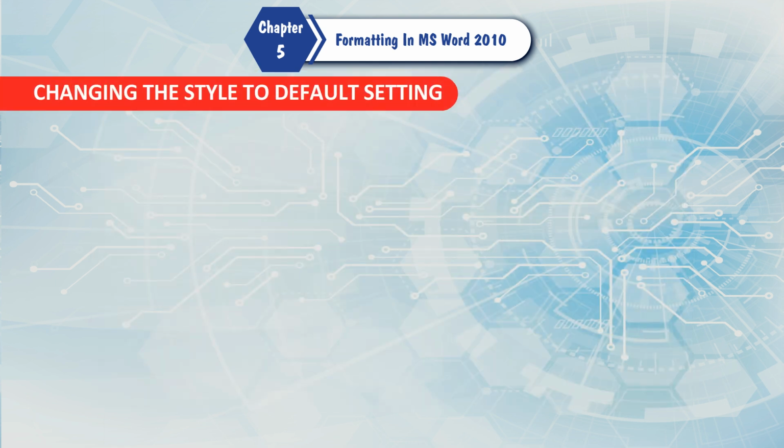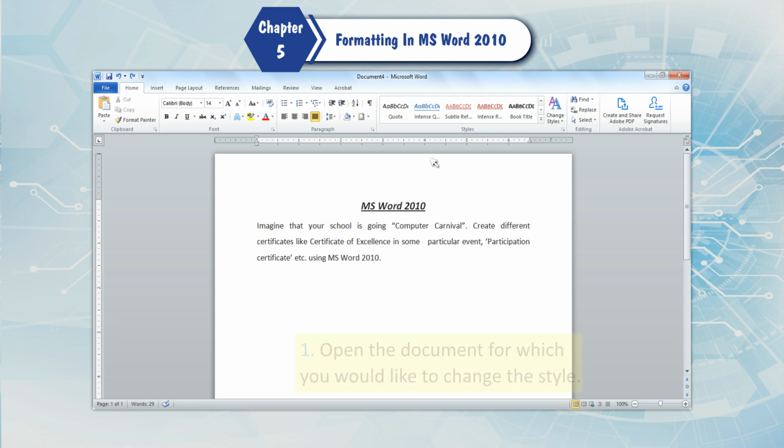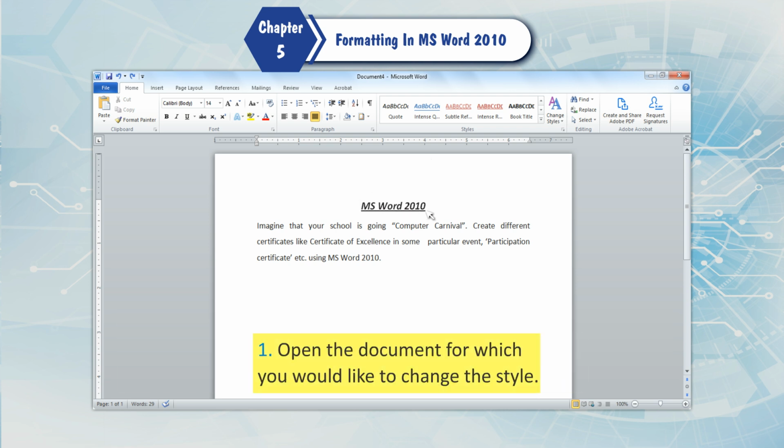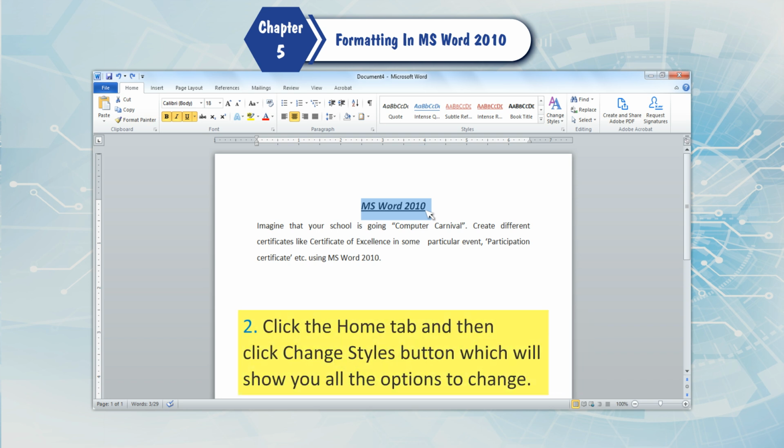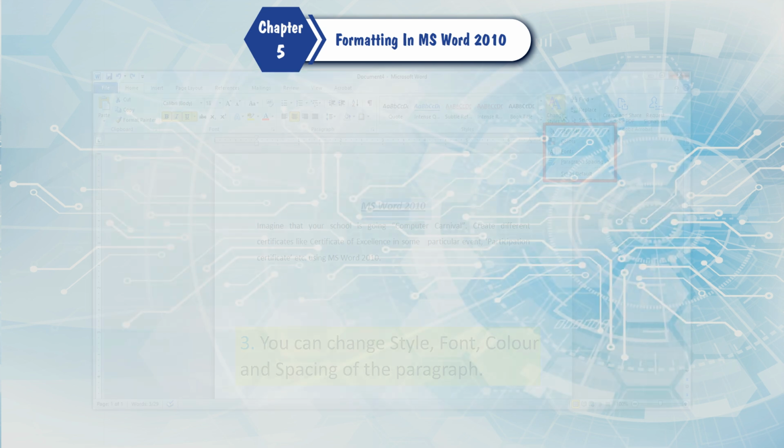Changing the style to default setting. Change Style would allow you to change the default font, color, paragraph spacing and style set of a document. Use the following steps to change the default style. Open the document for which you would like to change the style. Click the Home tab and then click the Change Style button, which will show you all the options to change. You can change style, font, color and spacing of the paragraph.